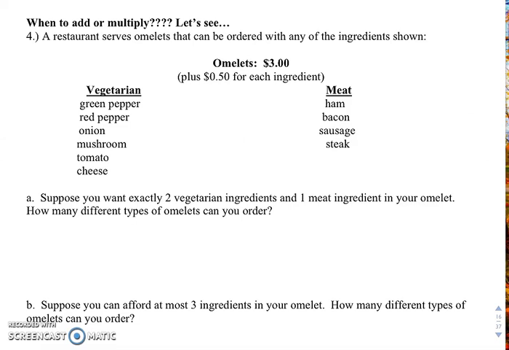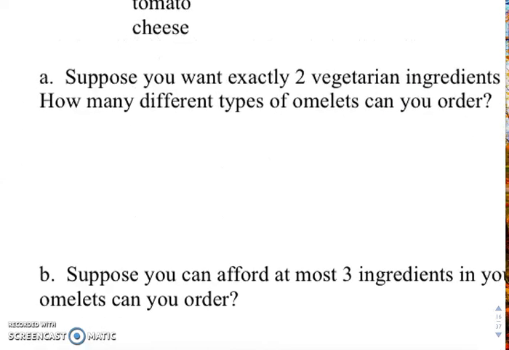So it says your omelets are $3, but you have to pay 50 cents for each ingredient. It gives you guys vegetable ingredients and meat ingredients. So letter A, suppose you want exactly 2 vegetarian ingredients and only 1 meat ingredient in your omelet. How many different types of omelets can you order? Well, if you're ordering 2 vegetables and 1 meat, how many vegetables are there to choose from?